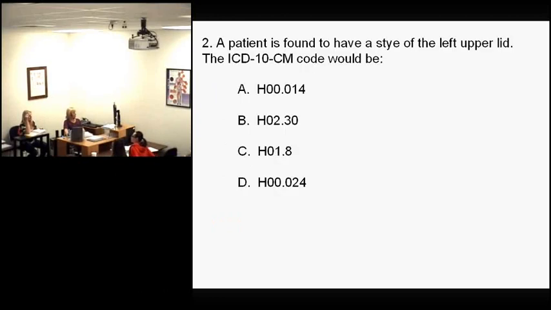All right, number two. Patient is found to have a sty of the left upper lid. What would the ICD-10 code be?